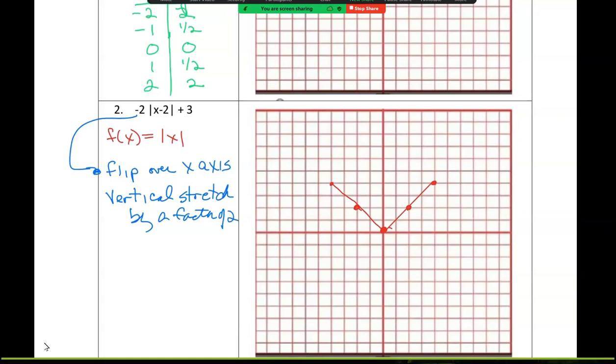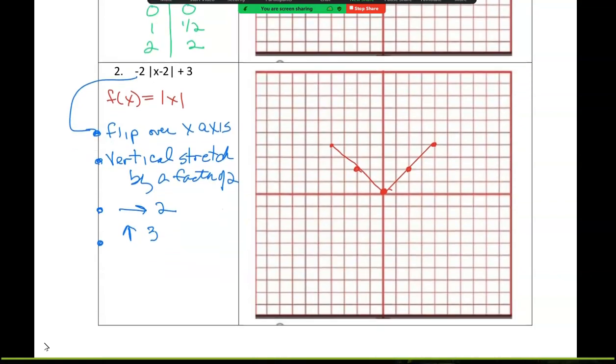Notice that the flip, the negative sign, is not related to the stretch. It is separate from it. Okay, the negative has an impact, and then the 2 has an impact. They don't connect those impacts. Okay? Next one, it says x minus 2. That means I'm going to go to the right 2. And then it says plus 3. I'm going to go up 3. Okay, so I've got to do all of these things to those points.